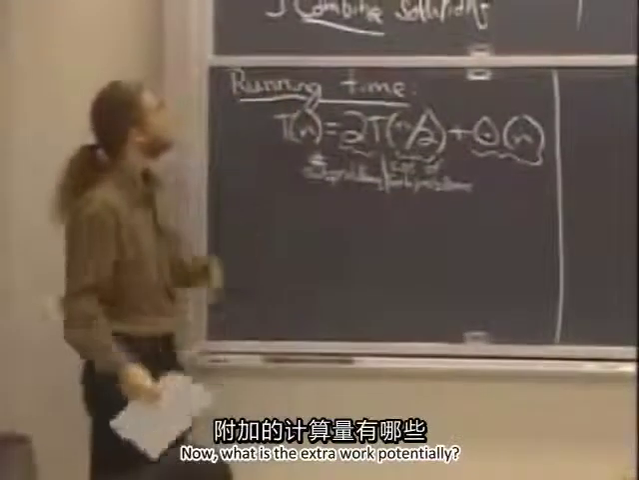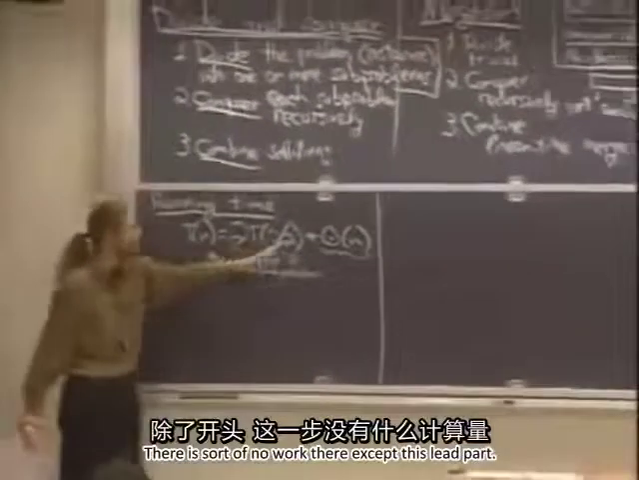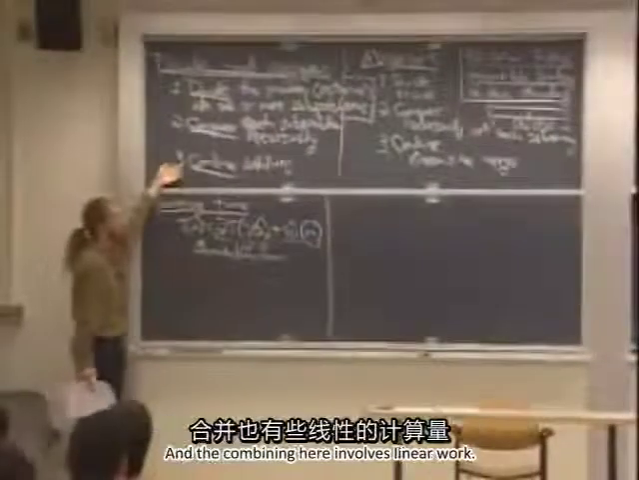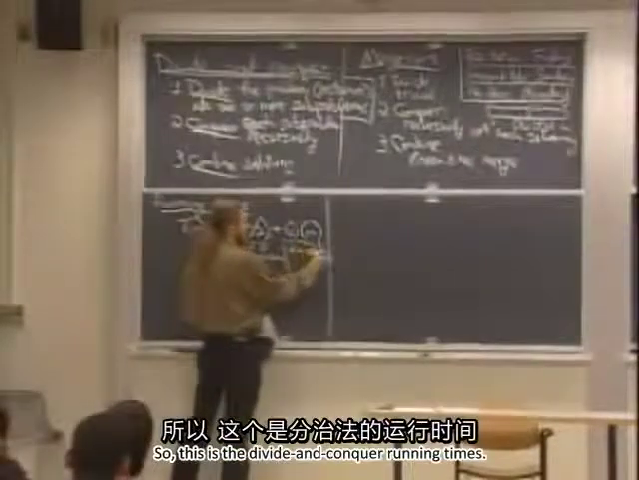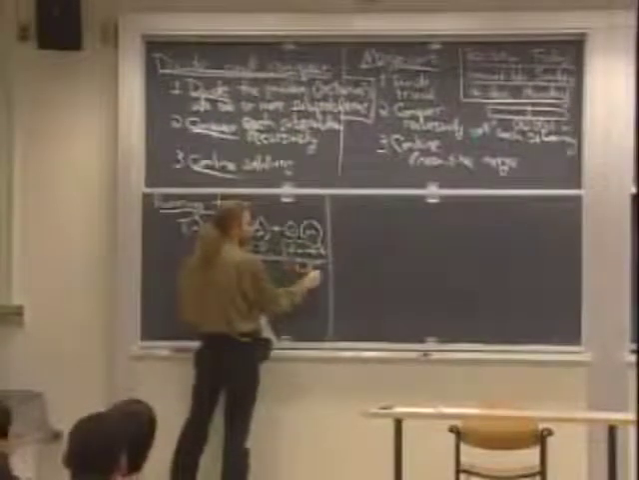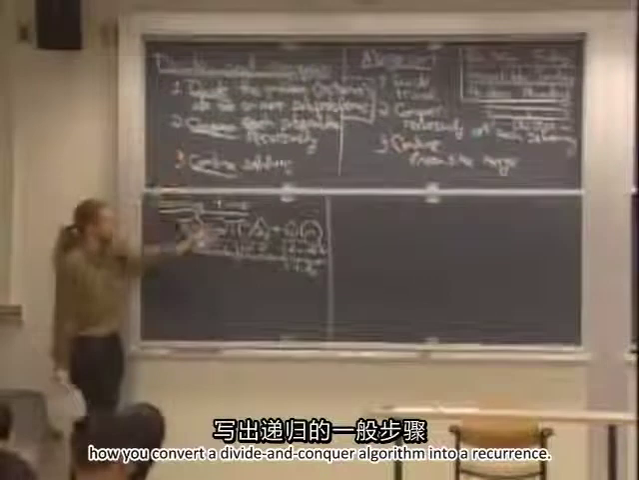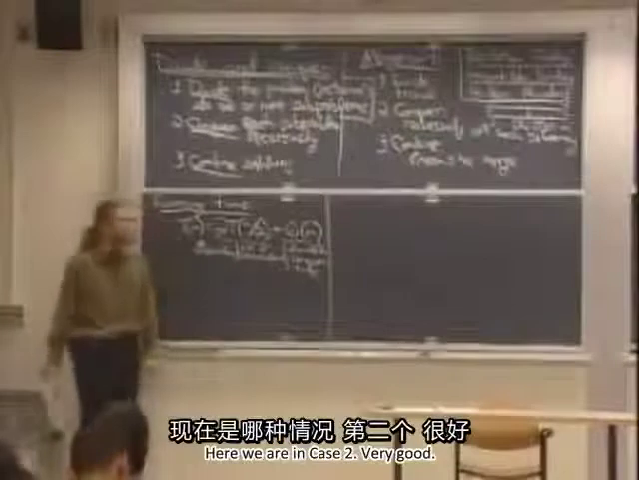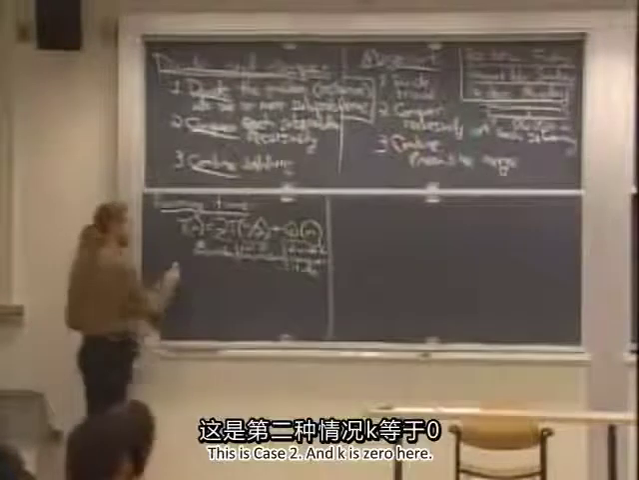Now, what's the extra work? Potentially, well, the conquering is always just recursion. So there's sort of no work there except this leaf part. The dividing, in this case, is trivial, but in general, it might involve some work. And the combining here involves linear work. So this is the divide and conquer running time. So this is the non-recursive work, right? And that's generally how you convert a divide and conquer algorithm into a recurrence. It's really easy, and you usually get to apply the master method. Here, we are in case 2. Very good. This is case 2.